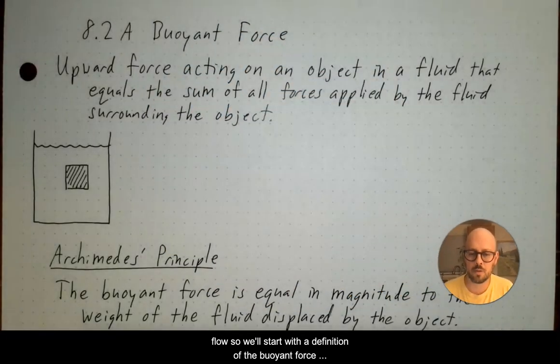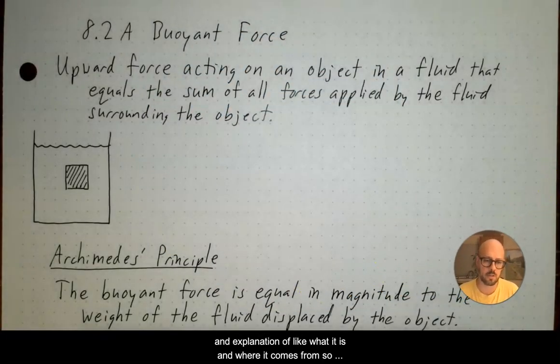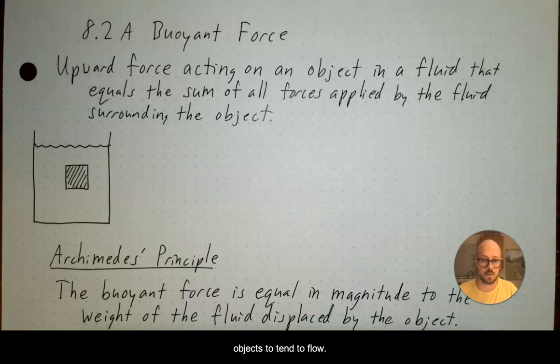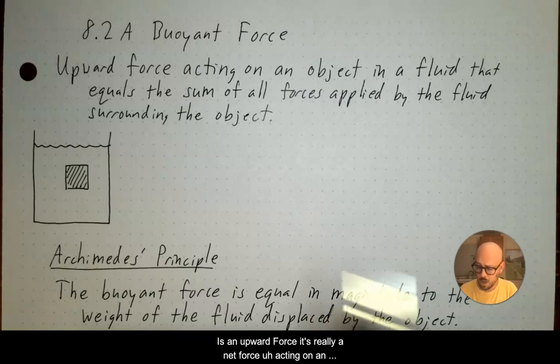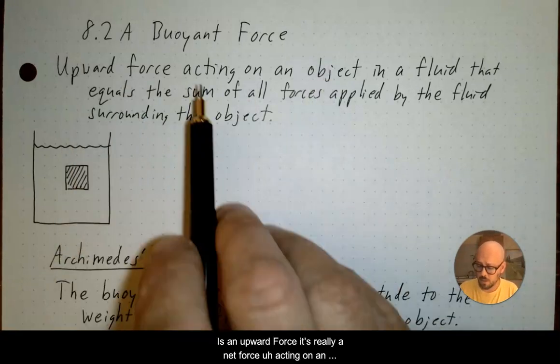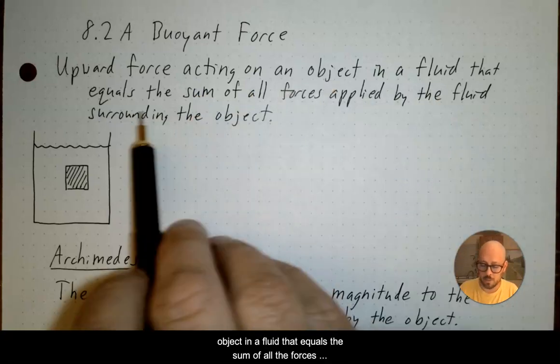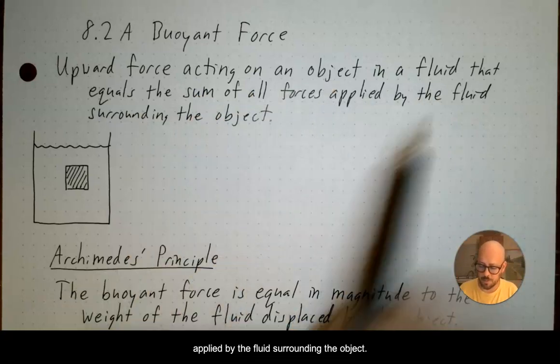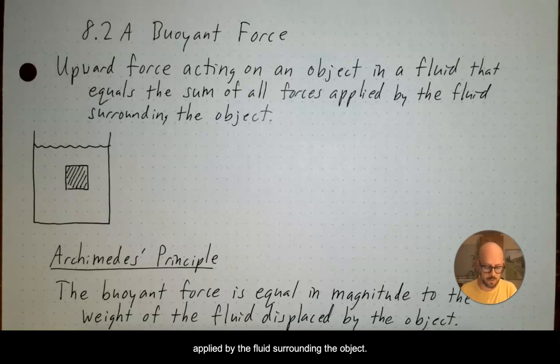So we'll start with a definition of the buoyant force and an explanation of what it is and where it comes from. So the buoyant force, which causes buoyancy, causes objects to tend to float, is an upward force. It's really a net force acting on an object in a fluid that equals the sum of all the forces applied by the fluid surrounding the object.